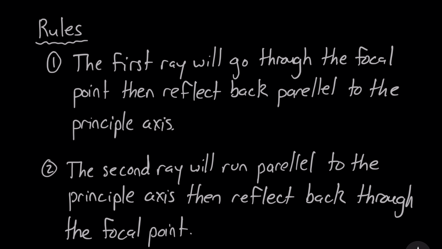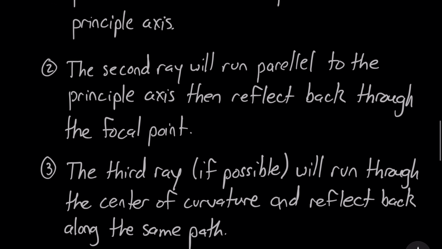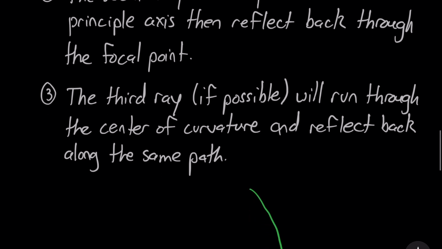curved mirrors. So the first rule is that the first ray will go through the focal point, then reflect back parallel to the principal axis, or through the principal axis, sorry. The second rule says that the second ray will run parallel to the principal axis, then reflect back through the focal point. So 1 and 2 are kind of opposites of one another.